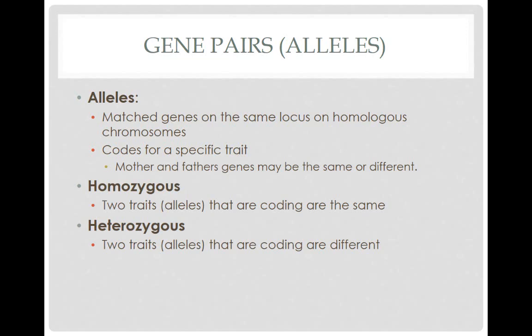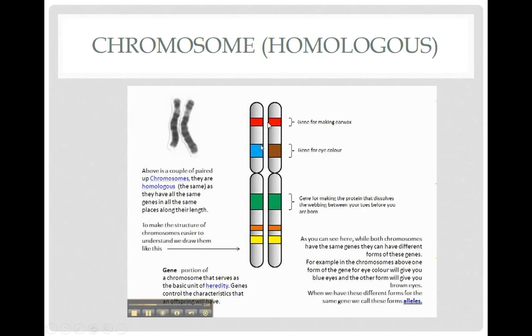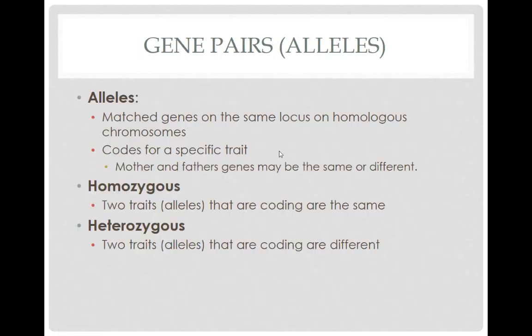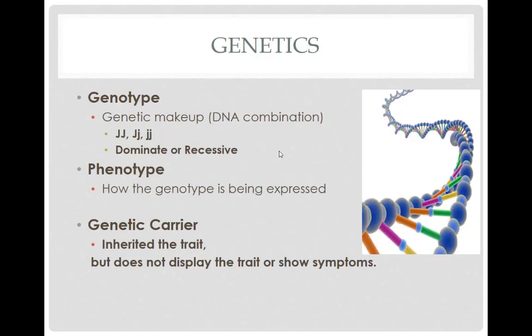So if dad has brown and mom has blue, this is considered to be the allele, okay? And you can see that these are the matched genes on that homologous chromosome, and they should be in that same location, or the locus, if you will. Now, if these two traits, or alleles that are coding, are the same, if they were both brown, they're homozygous. And if the two traits or alleles are coding differently, like we saw with the example there, they're heterozygous. So there are some differences between those alleles, depending on what we see there.